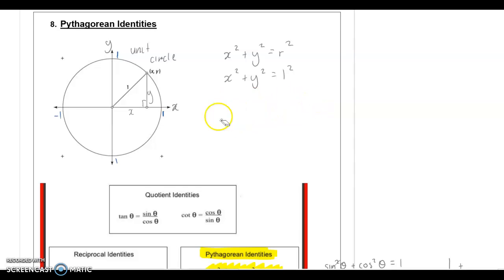Okay, hi year 10, 11. You guys are going to start looking at Pythagorean identities. And there's a fair few proofs involved in here.